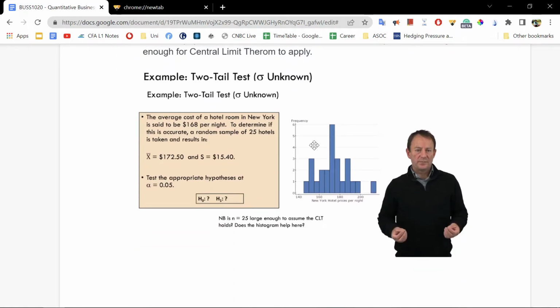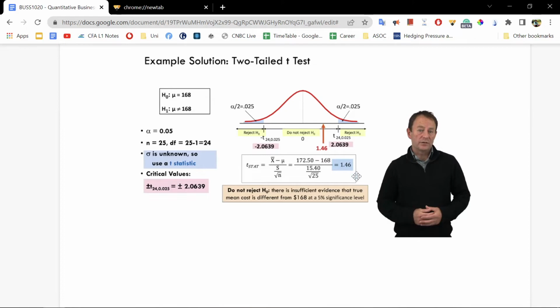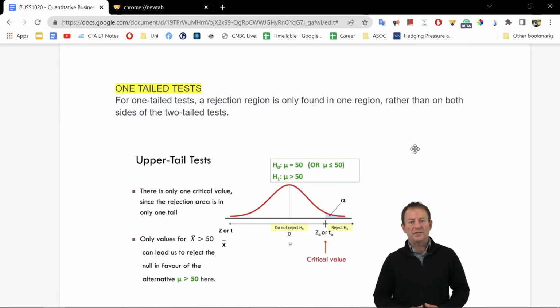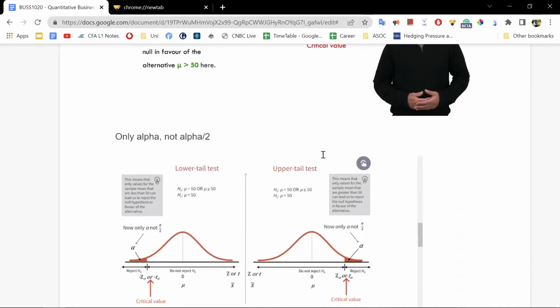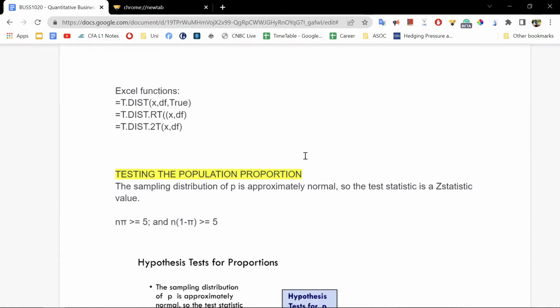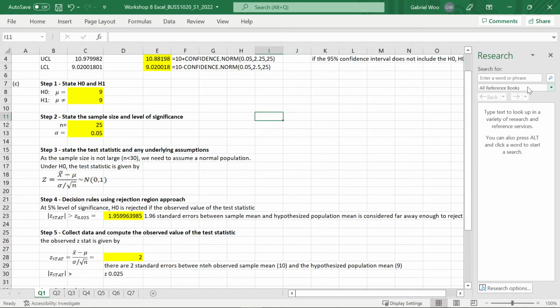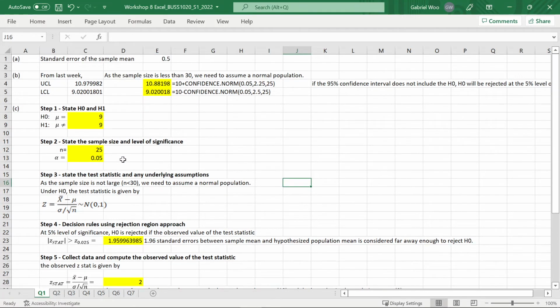So here's an example of the two-tailed test. You can pause the video and look at that. For a one-tailed test, it is very, very similar. The only difference is that we do not have to divide alpha by 2. So there we go. And here are some of the Excel functions that we're going to be looking at shortly. All right, let's look at the Excel file right now.